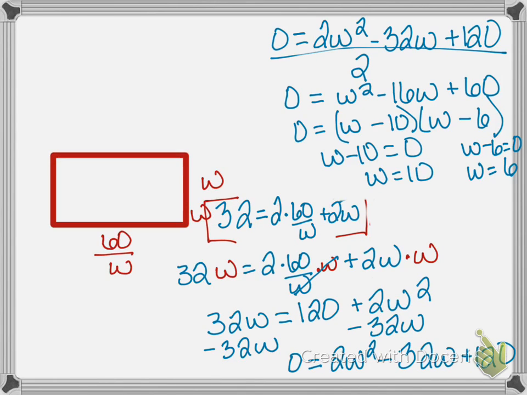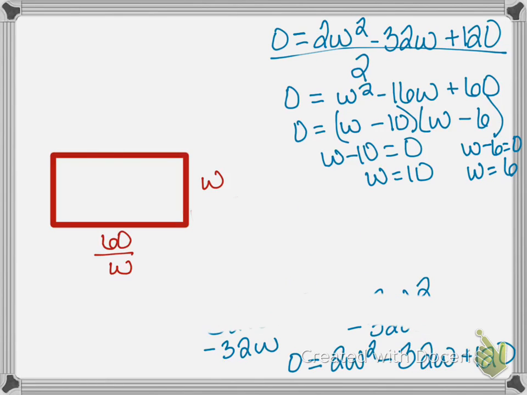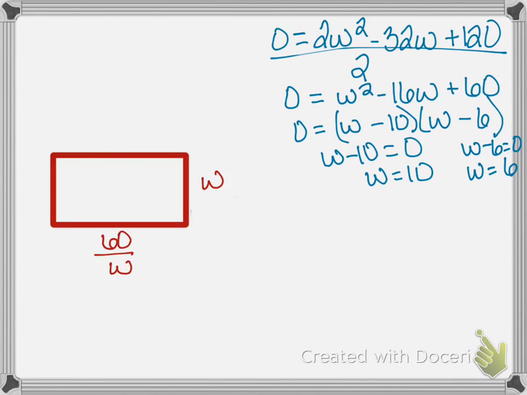Okay? So if I start with my width being 10, so if I plug in 10 for my width, 60 divided by 10 is what? 6. So this would be 6. If I start with my width as 6, 60 divided by 6 is then 10. Okay? So that's how that works. Yes, that's right.